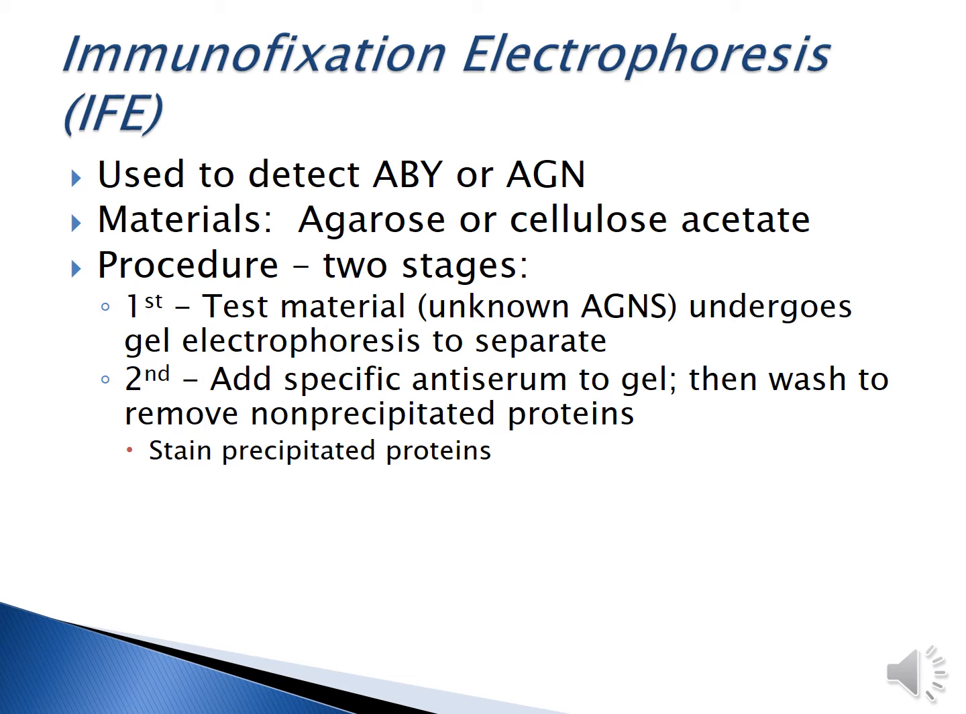With IFE, we can detect antibodies or antigens through agarose or cellulose acetate, the gel, basically. It has basically two stages. We have our test material with our unknown antigen, and we send that through electrophoresis to help separate these antigens. Then we add specific antiserum to the gel, wash it to remove any non-precipitated proteins, and then we stain the precipitated proteins. And this is what gives us our marks across the electrophoresis gel.